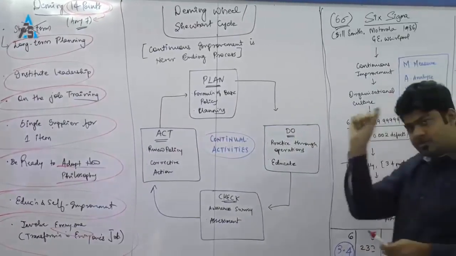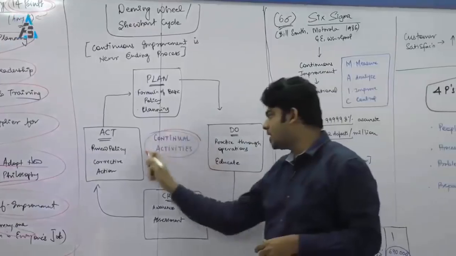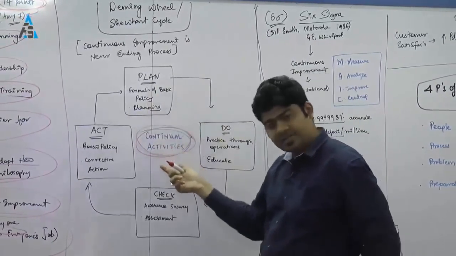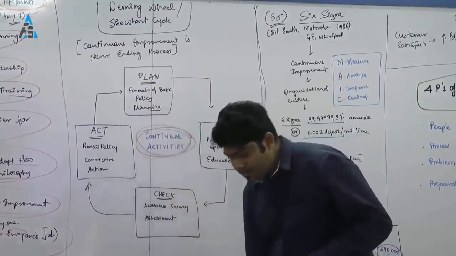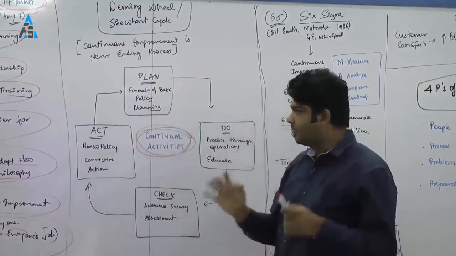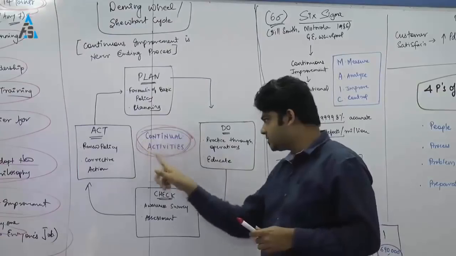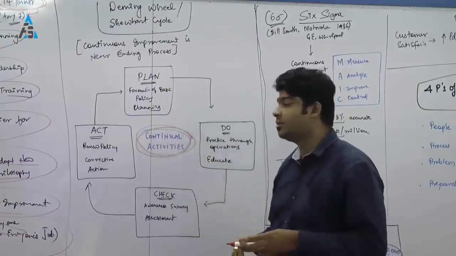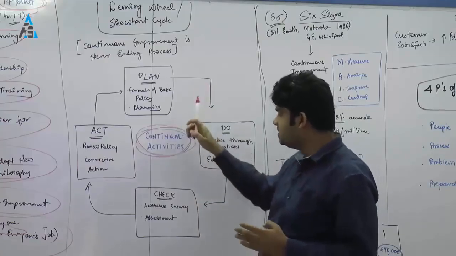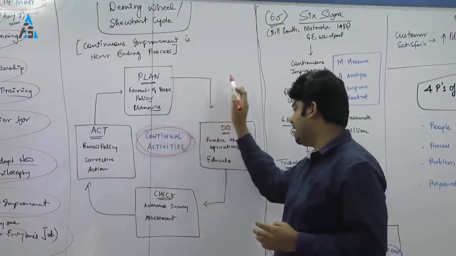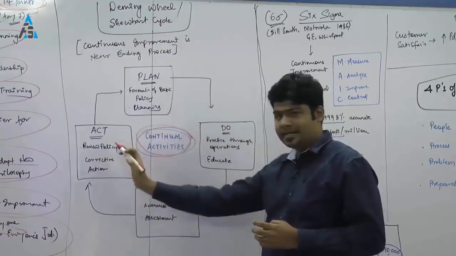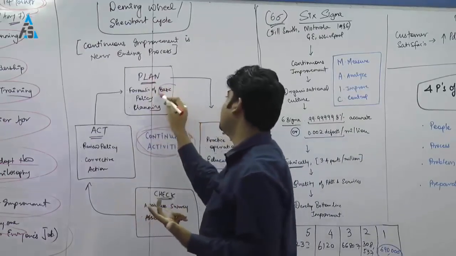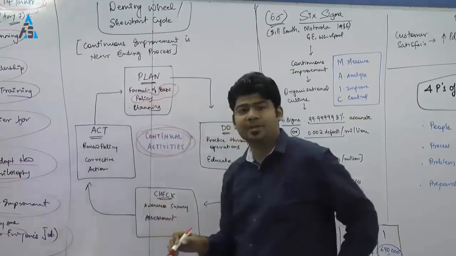So wheel, you know, go round and round and round. So these are continual activities. Look at the center of this wheel and you will find that these are continual activities. On a regular basis, the companies have to ensure that these continual activities are performed in a very regular manner. So what are these continual activities? It is plan, do, check, act. Plan. What should you plan? You have to plan the basic policies of the company.